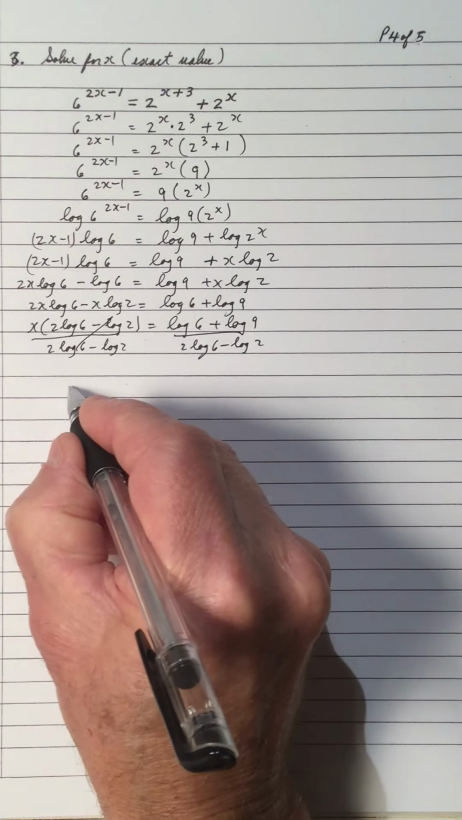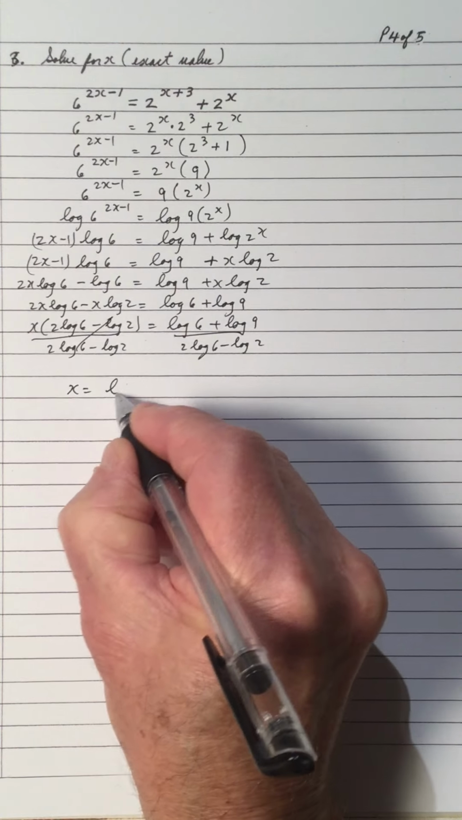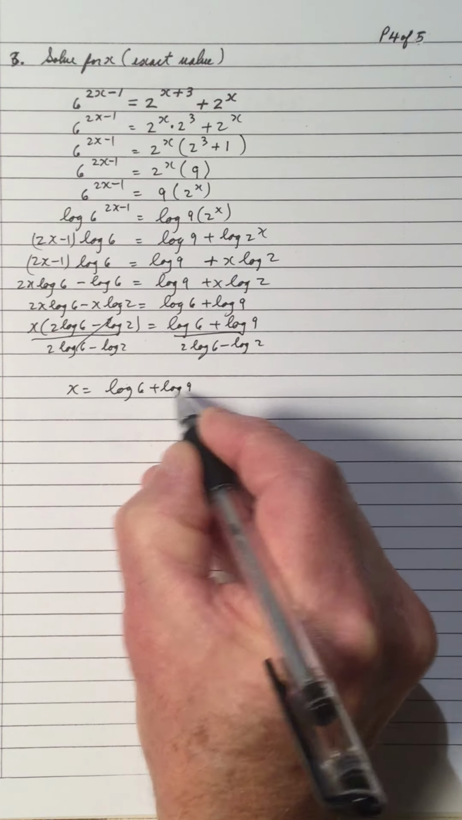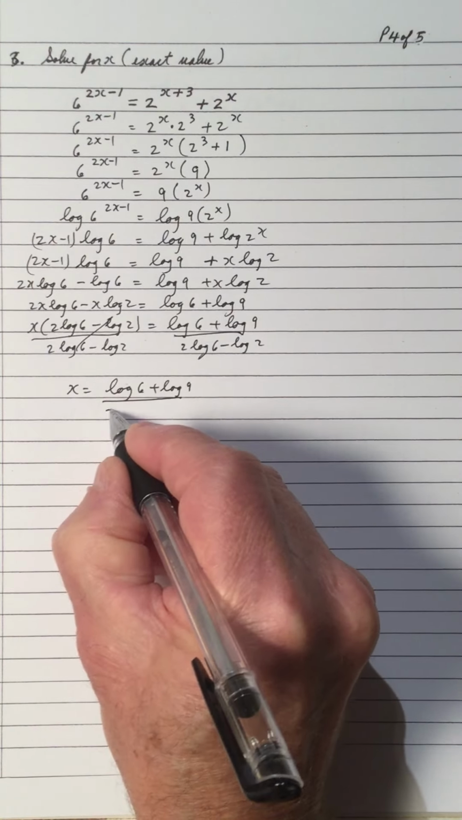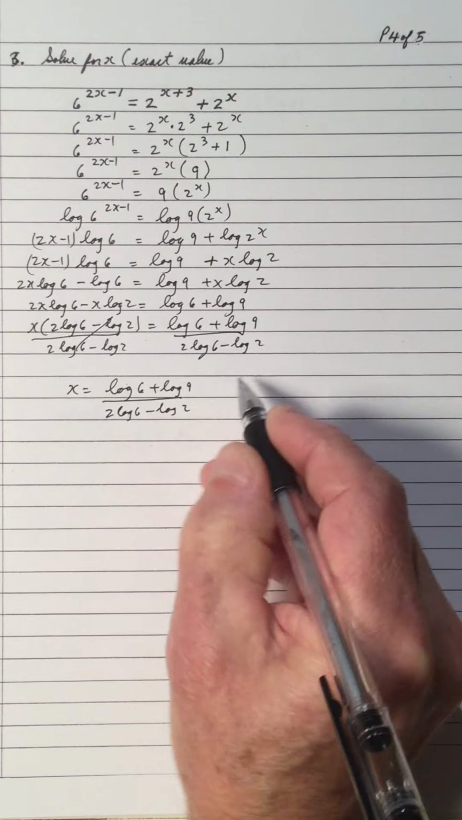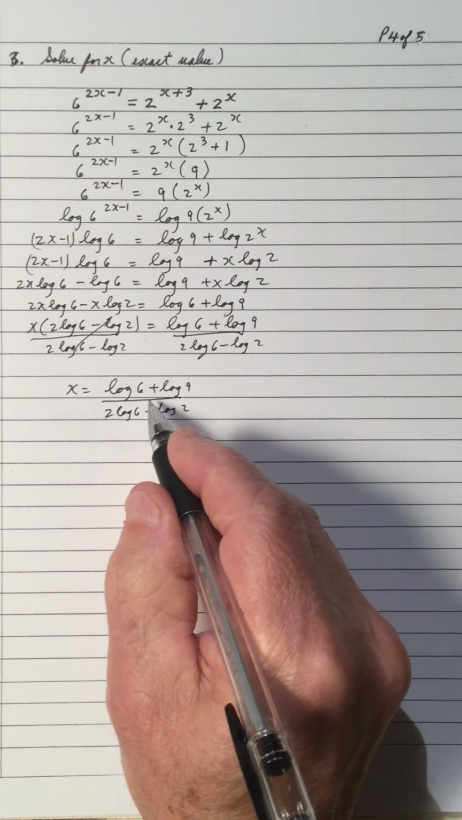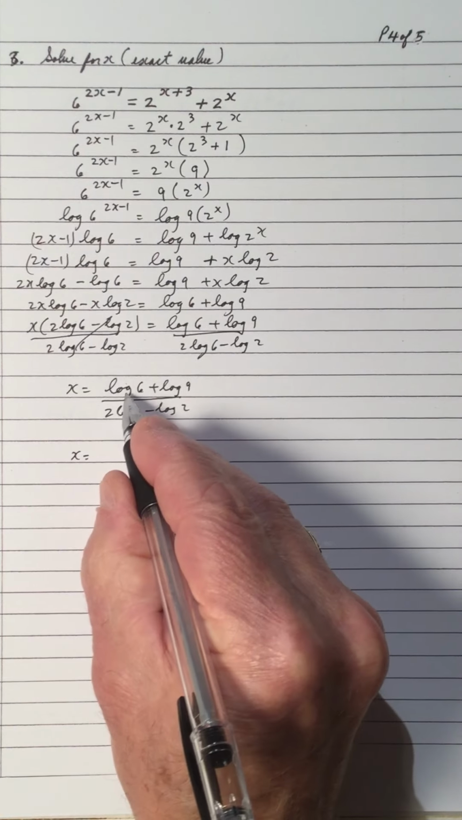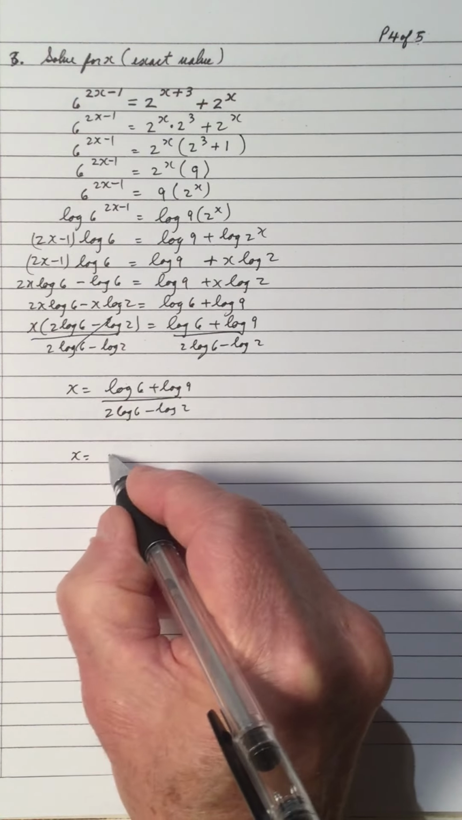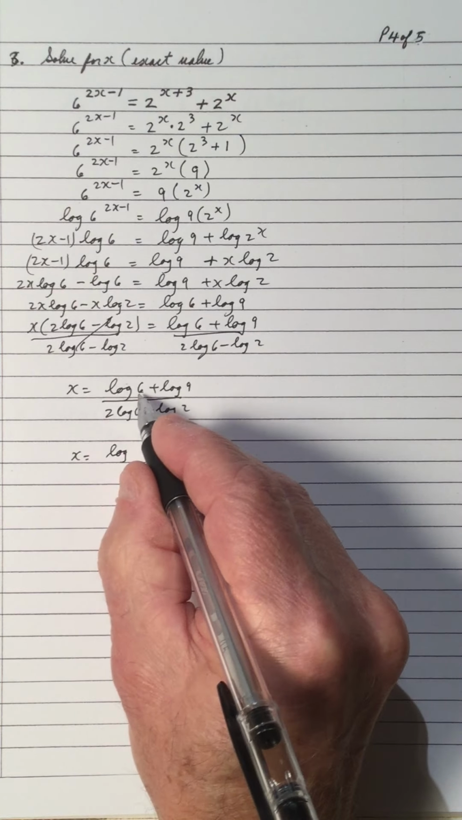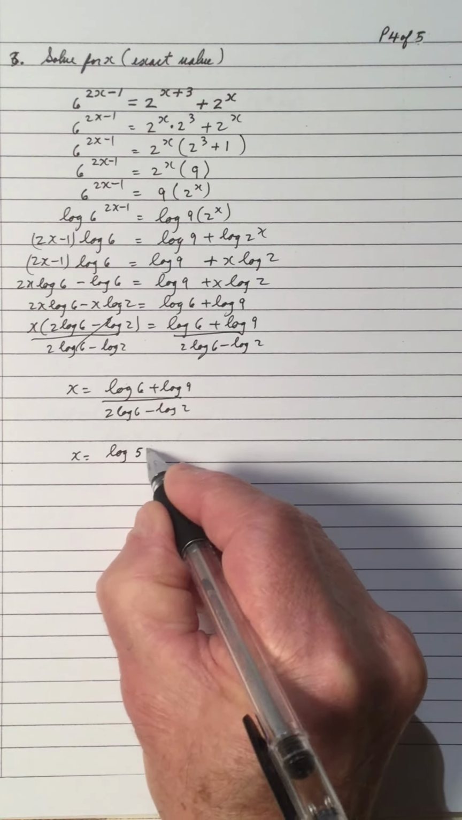It cancels, so I get x is equal to log 6 plus log 9 divided by 2 log 6 minus log 2. And so that's an exact answer, but let's tidy it up. The sum of two logs is the log of the product. So 6 9s are 54.